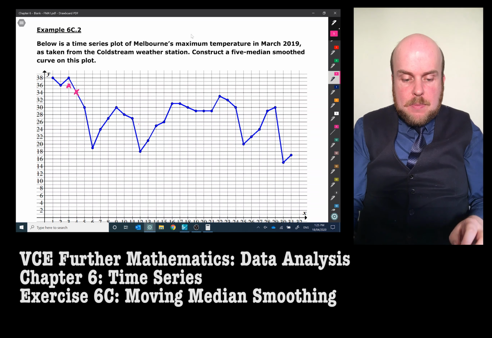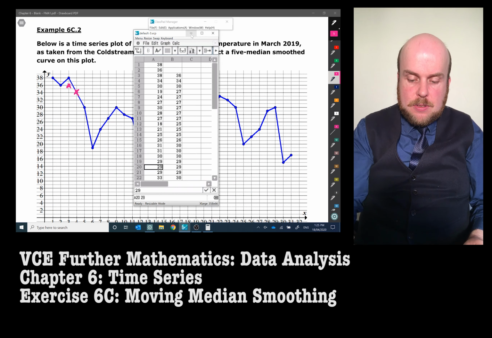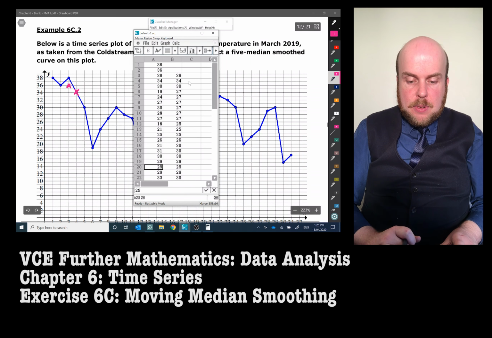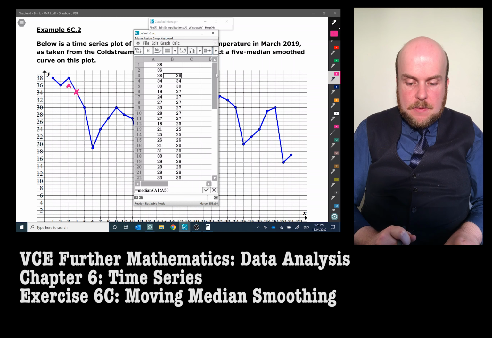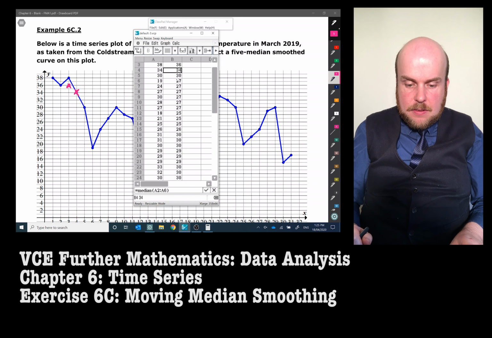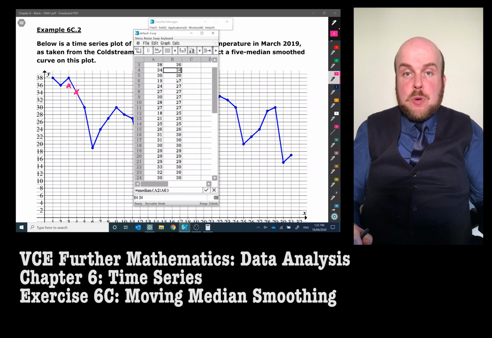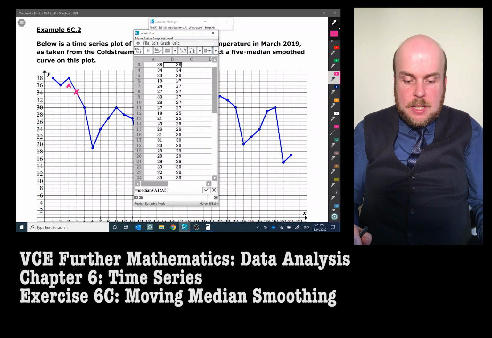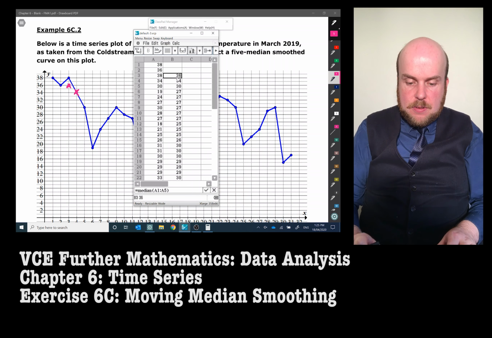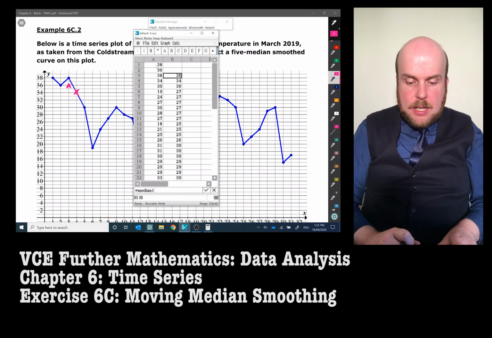If you're much more of a numbers person, then I'd highly recommend using your CAS. You can see here what I've done is I've put in all the values in here, and then I've done the formula for 5 median smoothing. In case you aren't sure, I'll go and type in median and then click on 5. And then I would highlight.